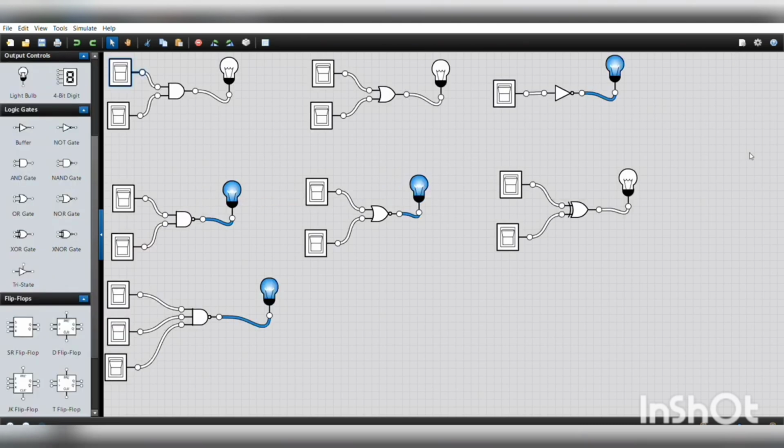Let us get into our first experiment. Here I have implemented various logic gates, nearly up to 7 gates. So let us verify their outputs. For verification, we require the truth table of the logic gates.